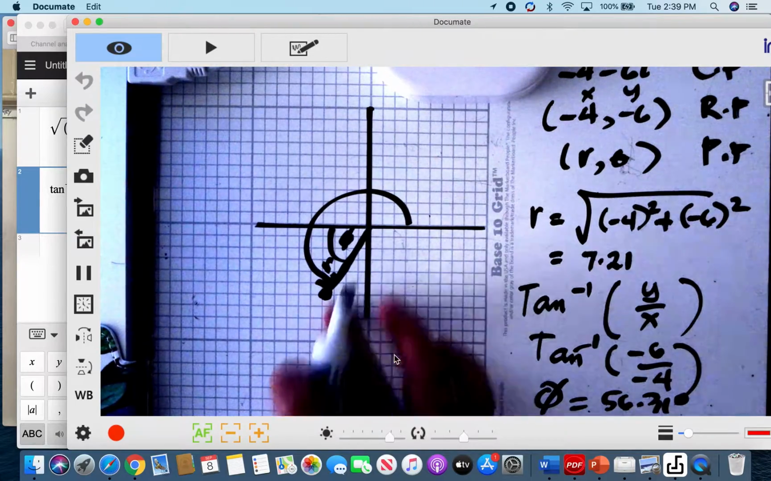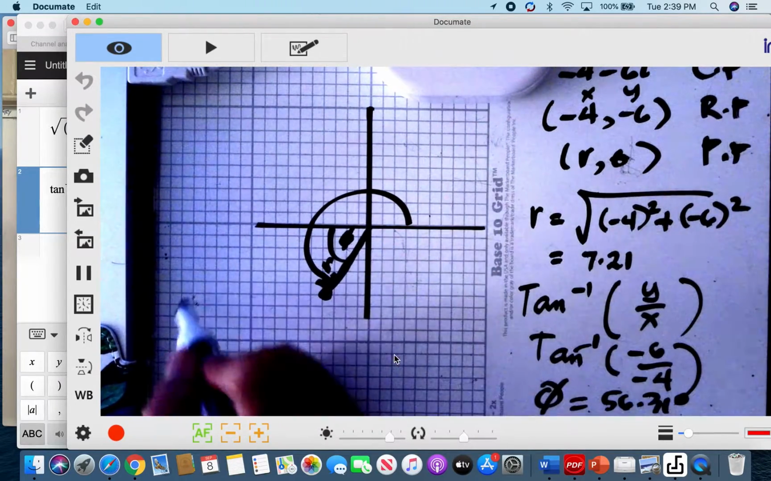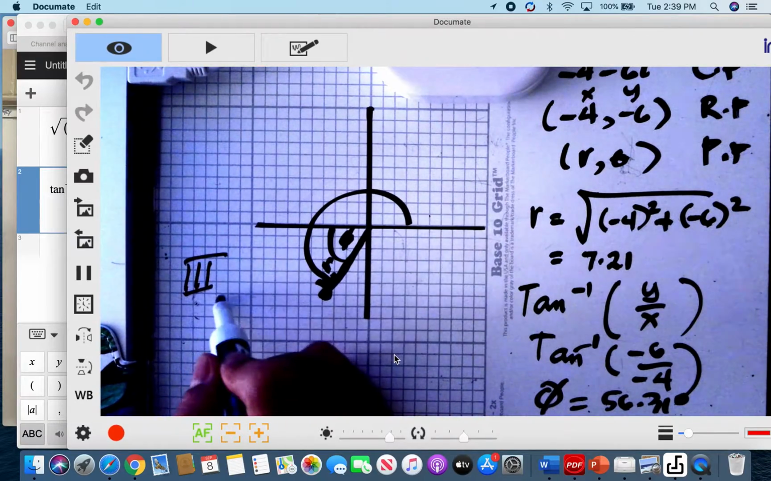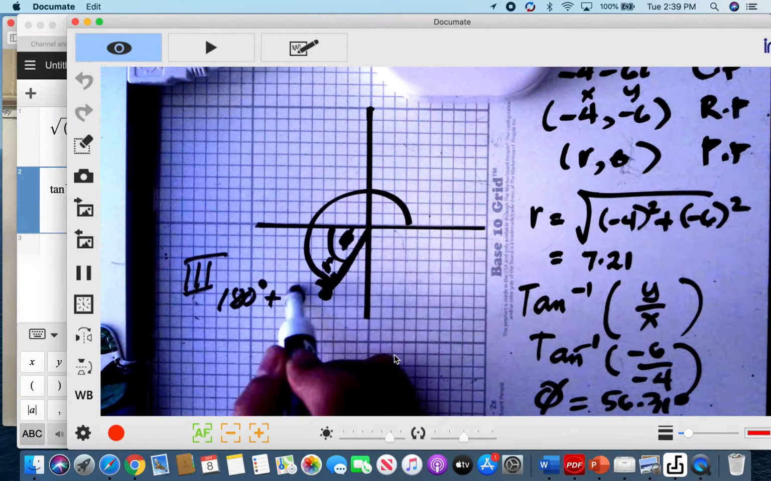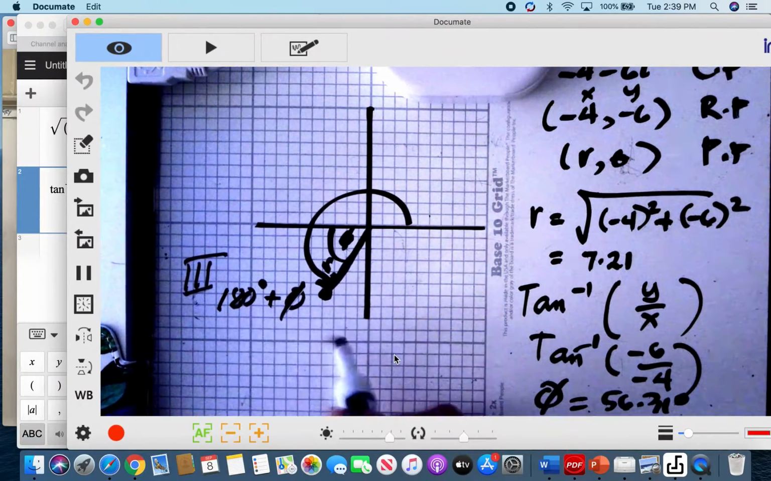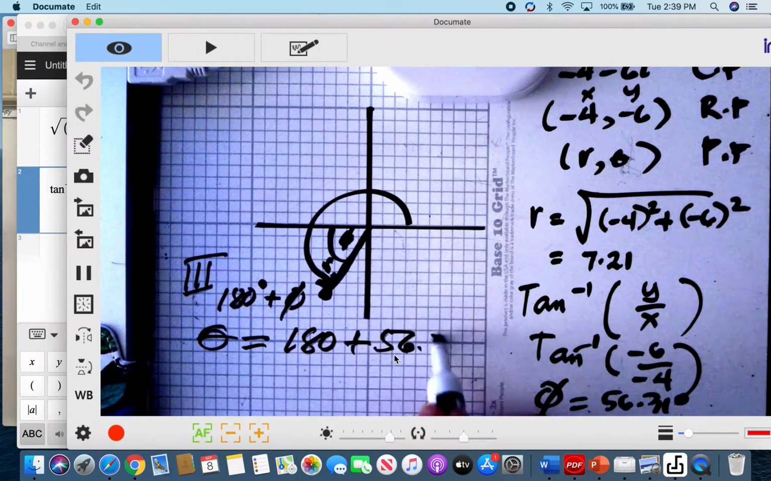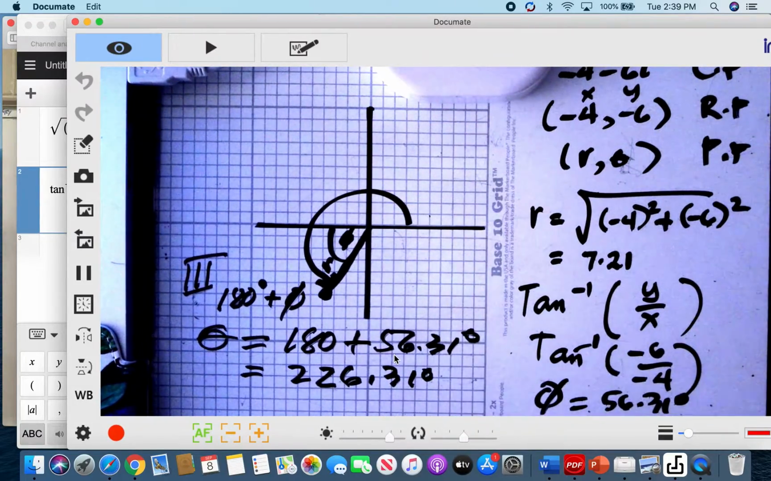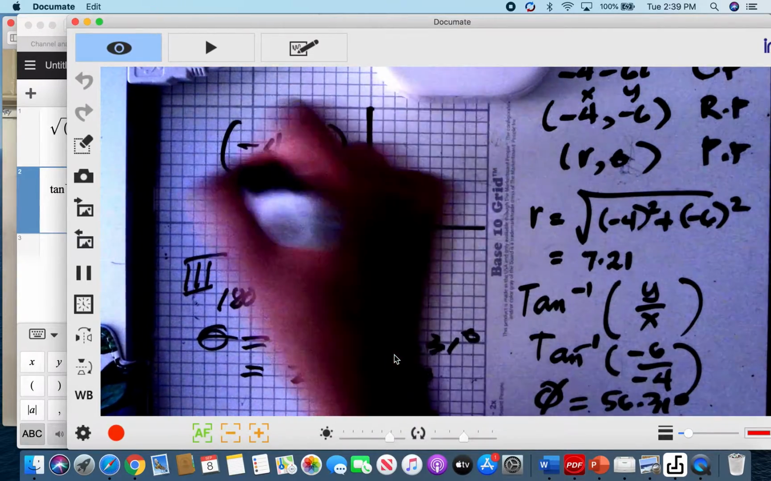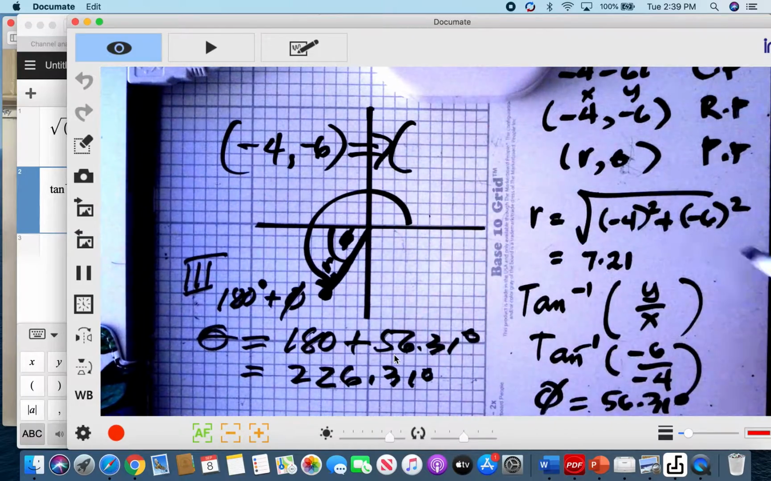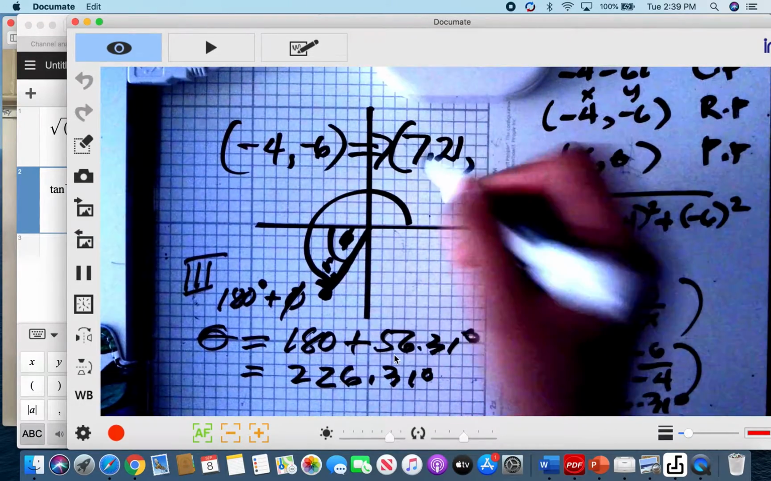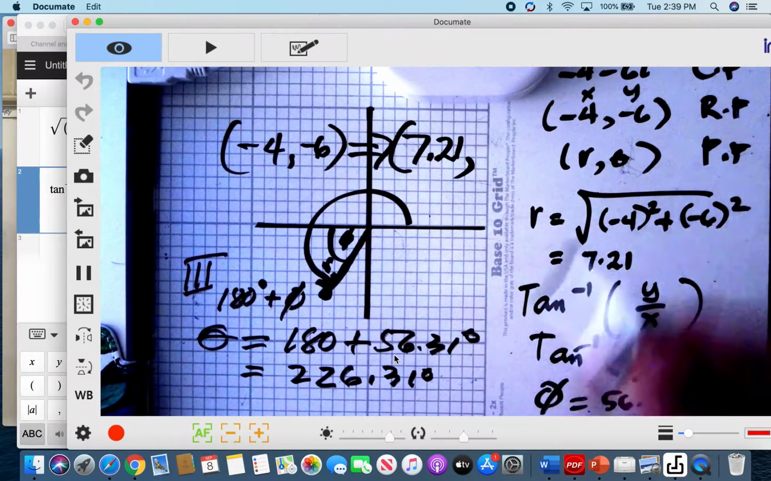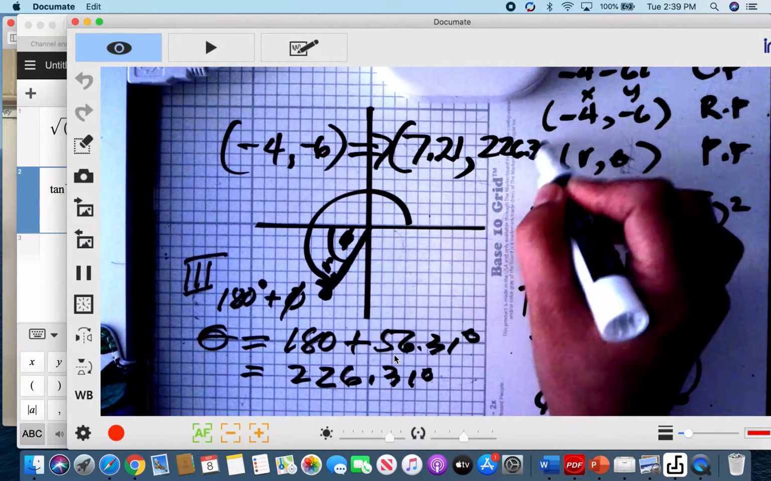And the angle we are looking for should come from here. So if you notice, in the third quadrant you need to add 180 degrees to whatever angle you derive. So our angle is equivalent to 180 plus 56.31 degrees, which is 226.31 degrees. Therefore, our polar form for negative 4 and negative 6 is equivalent to the radius, which is 7.21, also the magnitude r, and our angle is 226.31 degrees.